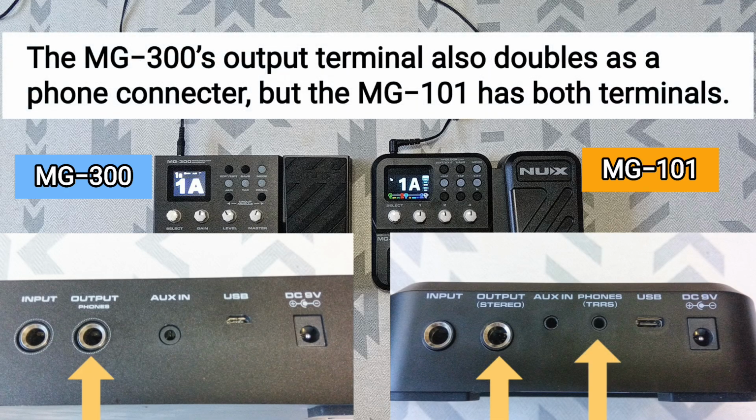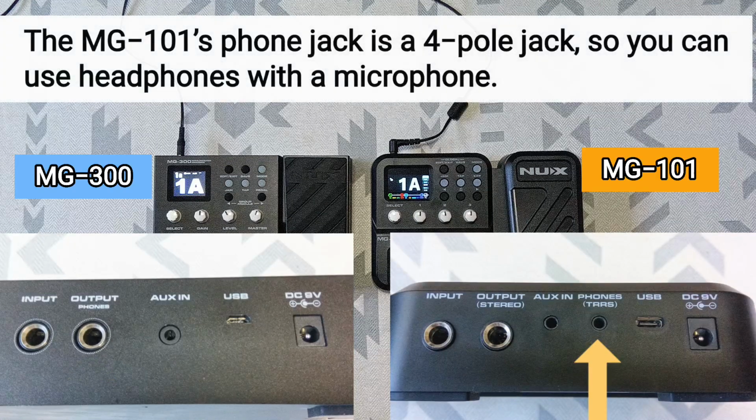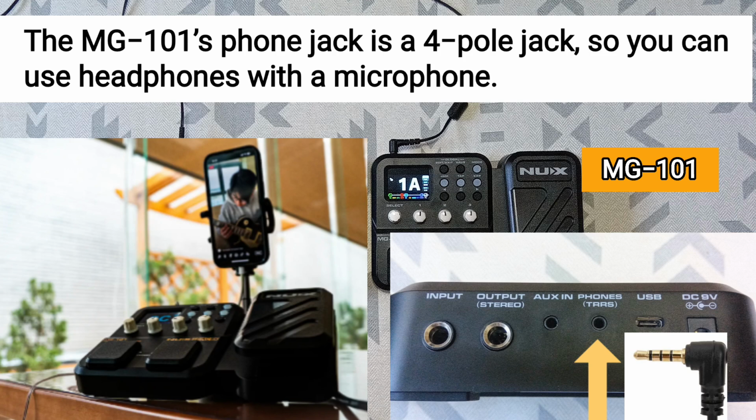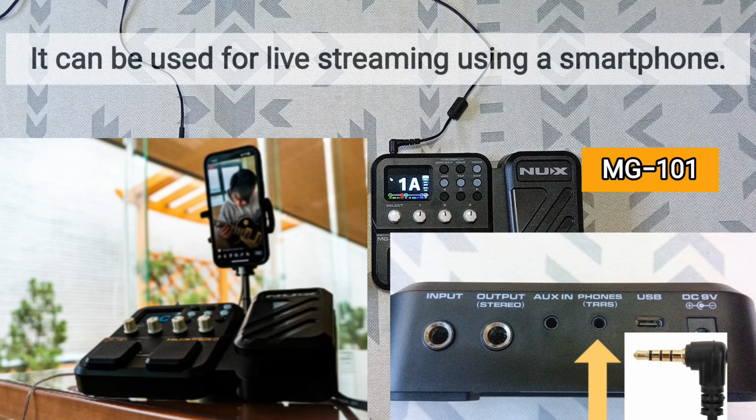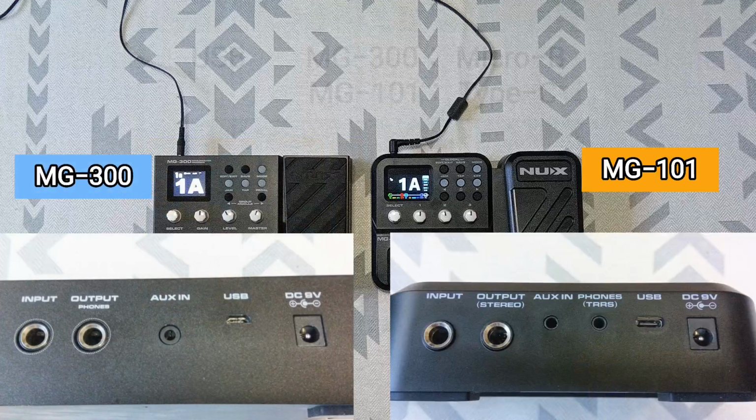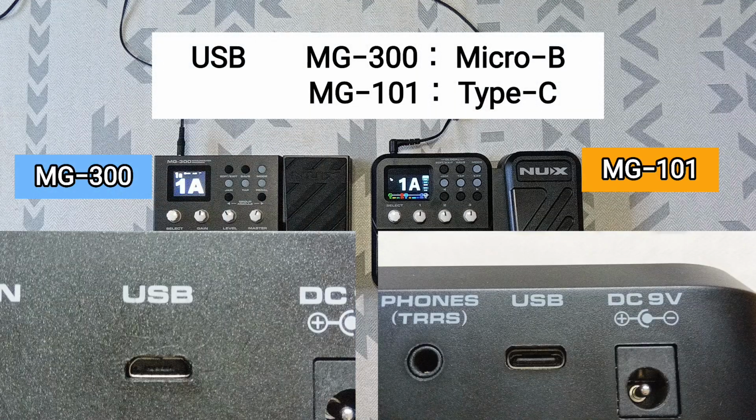The MG-300's output terminal also doubles as a phone connector, but the MG-101 has both terminals. The MG-101's phone jack is a 4-pole jack, so you can use headphones with a microphone. It can be used for live streaming using a smartphone. The USB for the MG-300 is micro B and for the MG-101 is Type C.